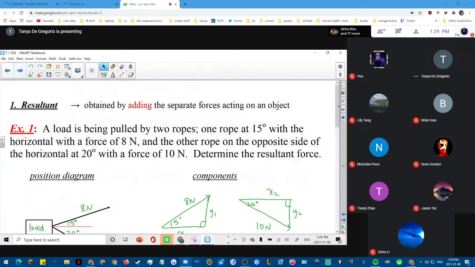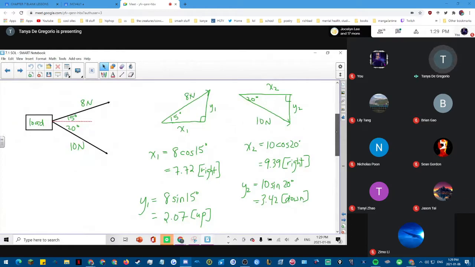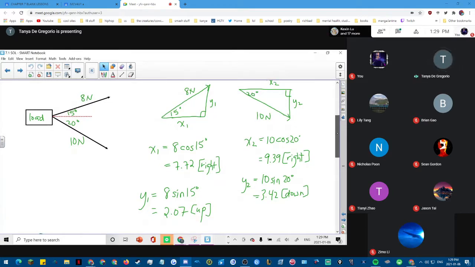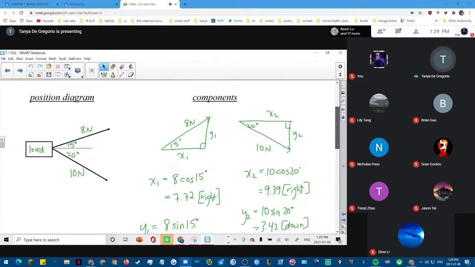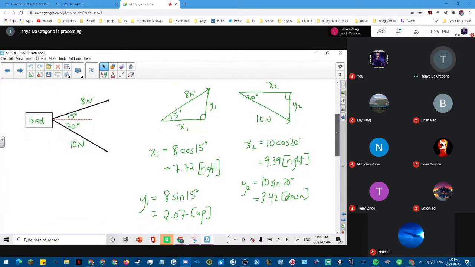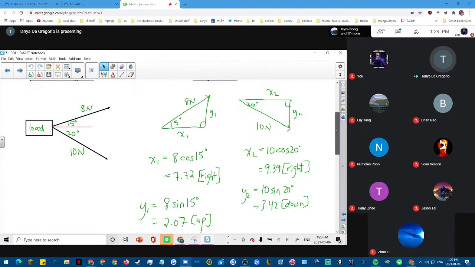There we go. And so this is how you would do it using components. So for those of you that have not taken physics and are not comfortable with this, then do it the way that I showed you. For those of you who prefer to do it this way, you may do it this way. Okay? So notice, guys, that we're doing it as 2 separate triangles, the 2 forces.